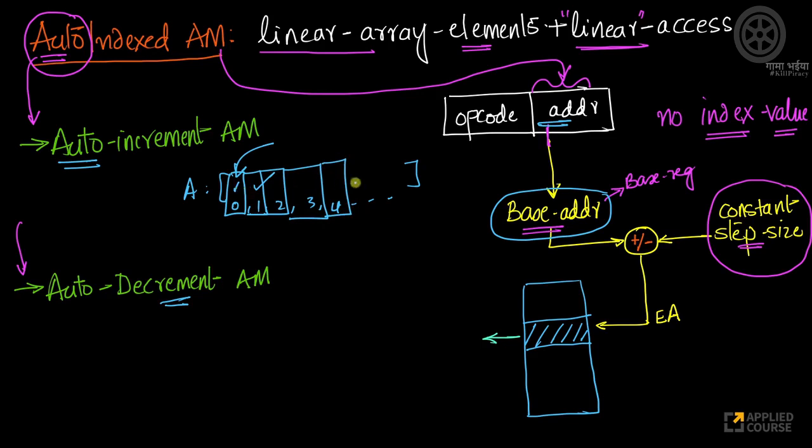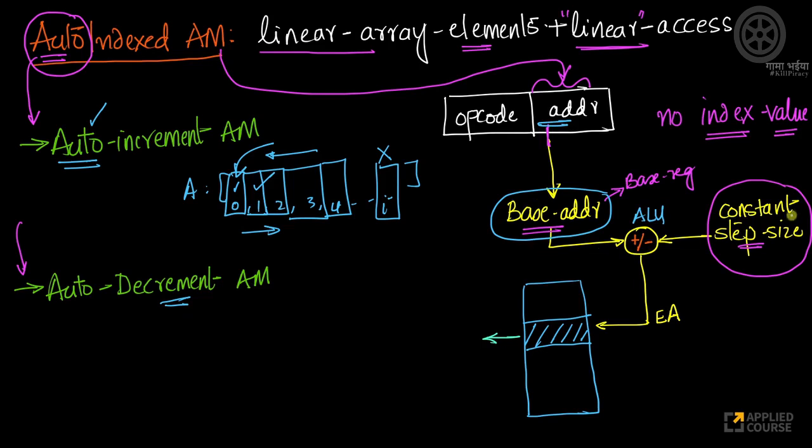So there is only linear access. You can't directly jump to the ith element here, because there is no index field or index value as part of your address. You can only go by incrementing. You go from 0 to 1 to 3 or 4. By auto decrement, you go backwards, from 4, 3 to 1. The auto indexed addressing mode can be auto increment, which means you have the plus operation in the ALU, or auto decrement, which means you have the subtraction operation in the ALU.